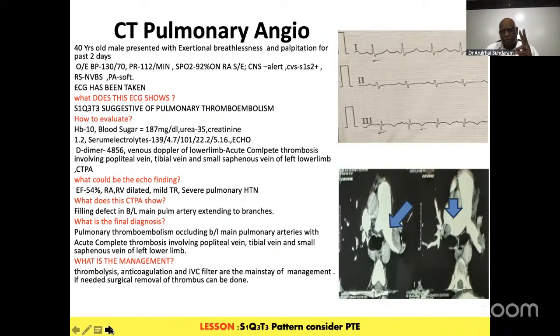Breathlessness in the world has two causes. One is cardiac, another is respiratory. Cardiac is always due to left heart failure, with basal rales. And respiratory is usually acute exacerbation of COPD. By that we try to differentiate the pulmonary source.